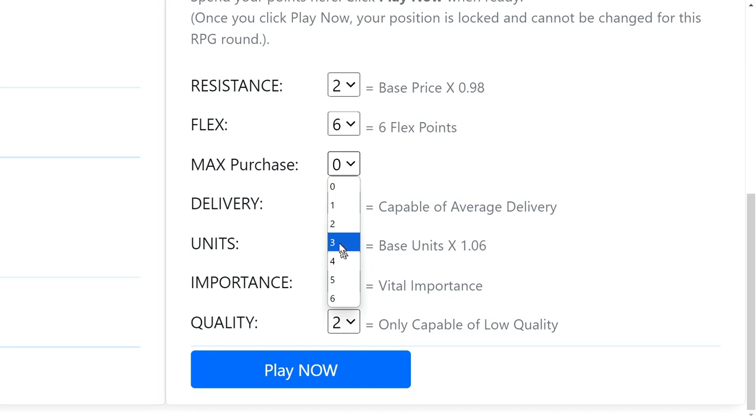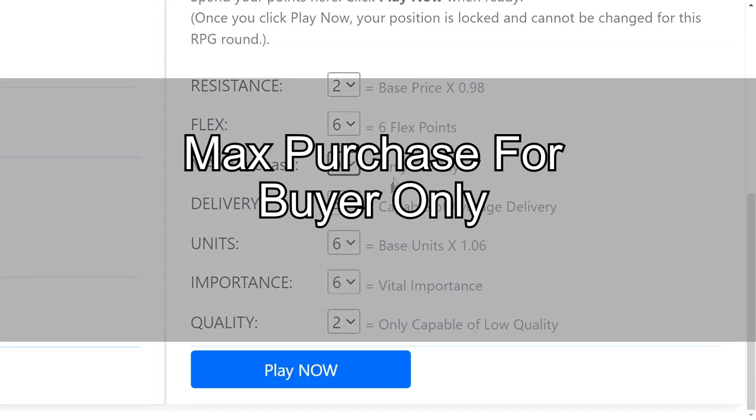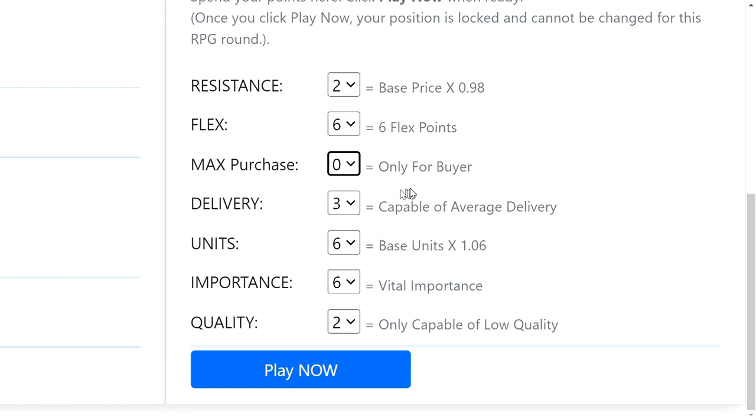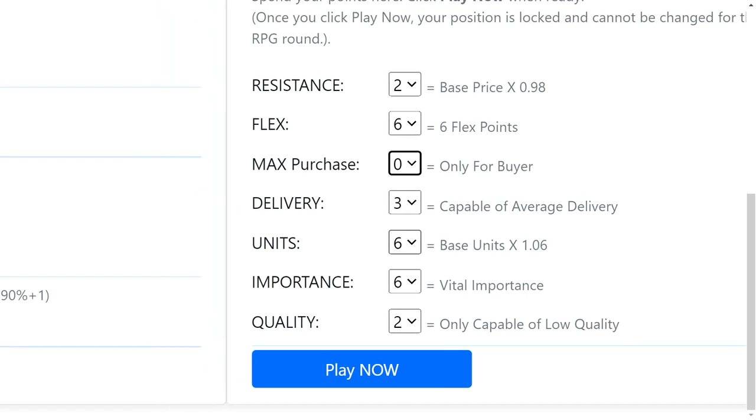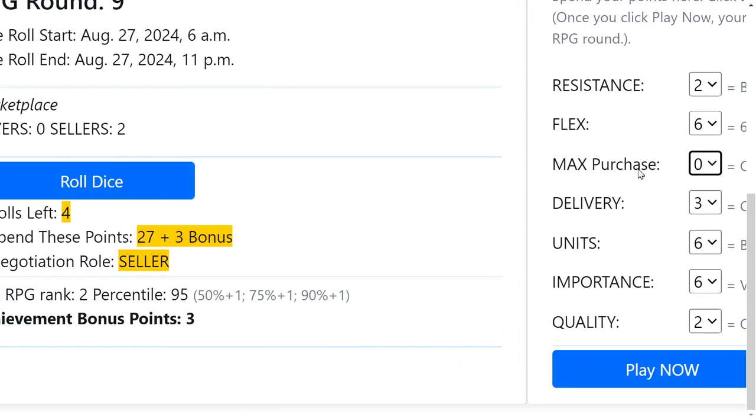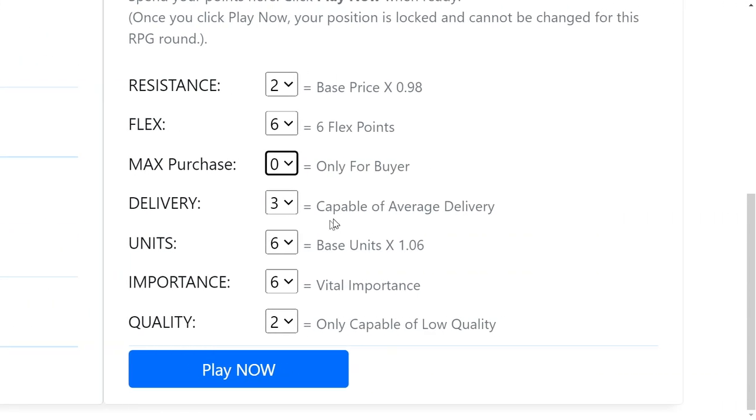What about maximum purchase? Maximum purchase is only for a buyer. It's how much you can buy total. You cannot go over it if you're a buyer. But if you're a seller, you don't need this. And in this case, we rolled a seller, so we don't use this.